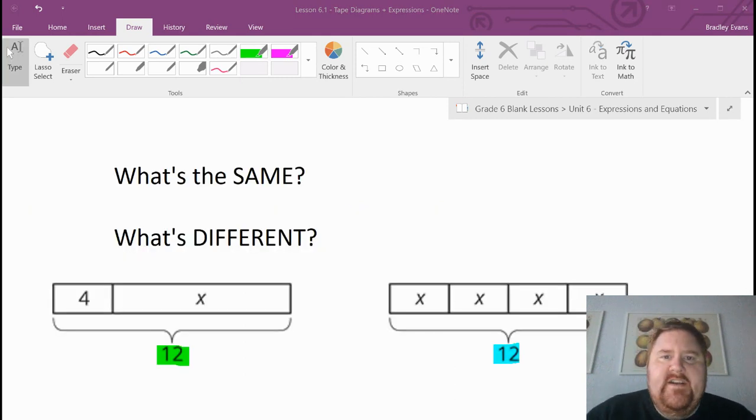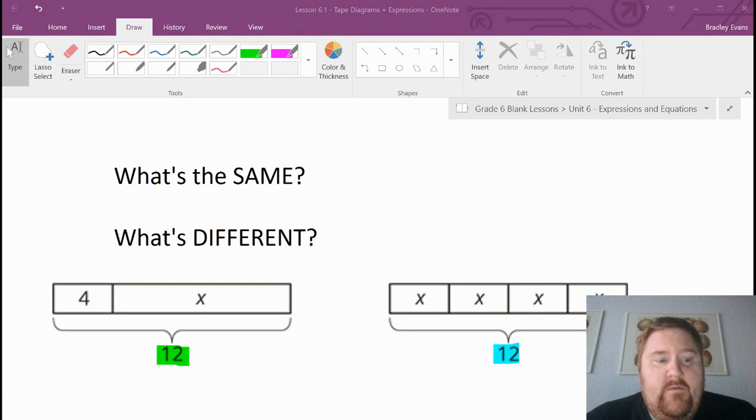So your first activity is a thinking activity, like always, and I'd like you to take a look at both of these tape diagrams, the green one and the blue one. I'd like you to think to yourself, what do you notice that's the same about them, and what do you notice that's different? Pause the video and write down some of your thoughts right now. Okay, so now I'd like you to upload those thoughts to Google Classroom so I can see them.